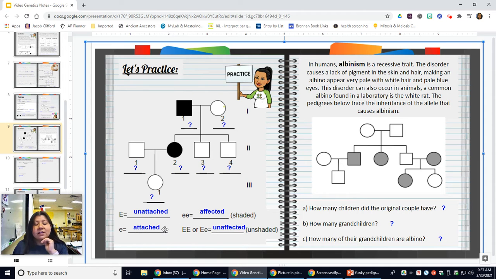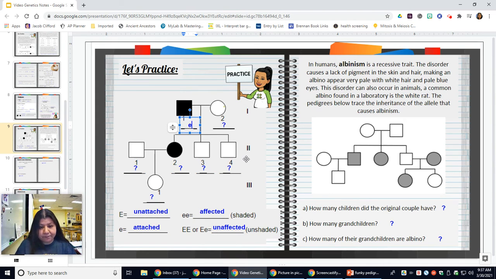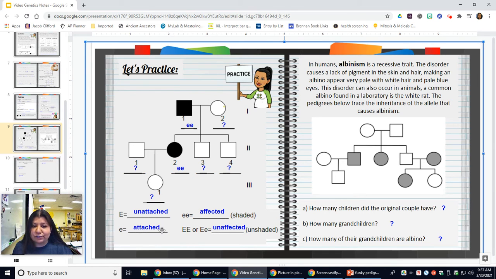So in order for somebody to be affected, having attached earlobes, they're going to be shaded. We know these two individuals are little e, little e. They can't be anything else, because they have attached earlobes. So I can backtrack from here and figure out what the rest of these individuals could be.